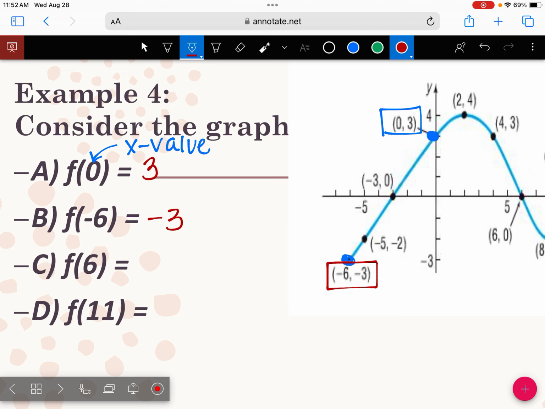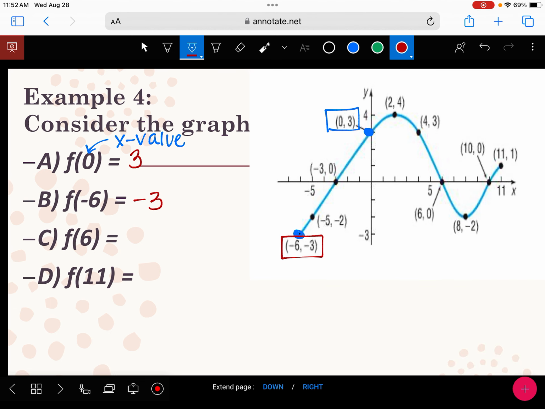Go ahead and answer questions C and D on your own, and then we'll see if you have the right answer. So looking at your graph, answer question part C and D. Both of those just have one number for the answer.